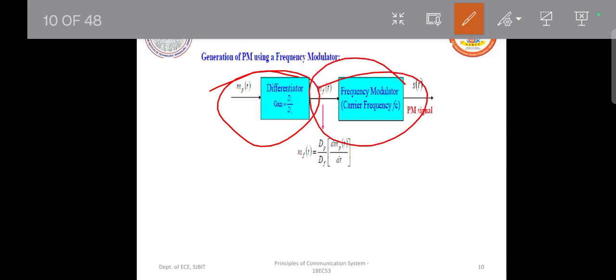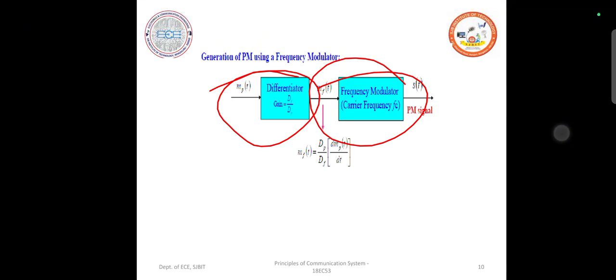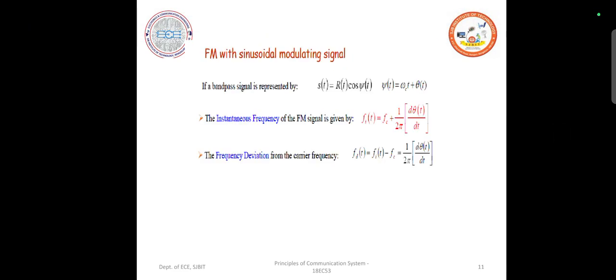So once you have m of t with a differentiator, and then you put a frequency modulator, in the theta of t part, you would already have an integration sign, and now you are differentiating m of t. So what you get is basically m of t itself. So you will have m of t sitting at the theta of t part. So that becomes the phase modulation. So even though phase modulation is not there in the syllabus, we had a small discussion on that.